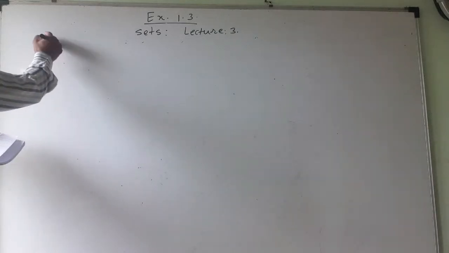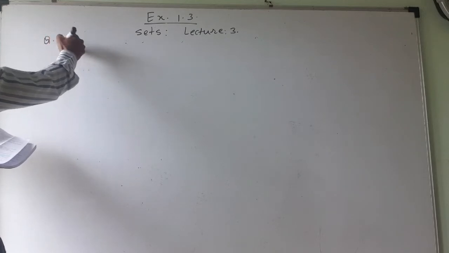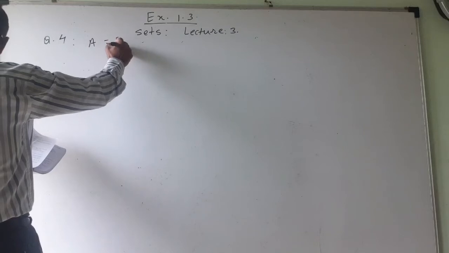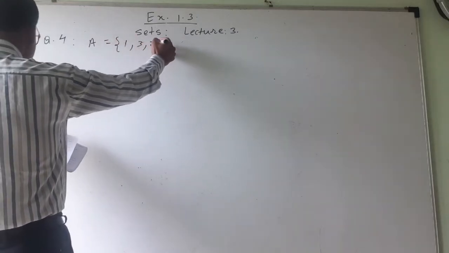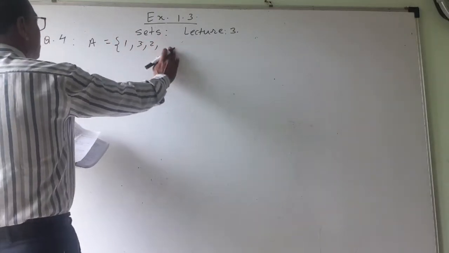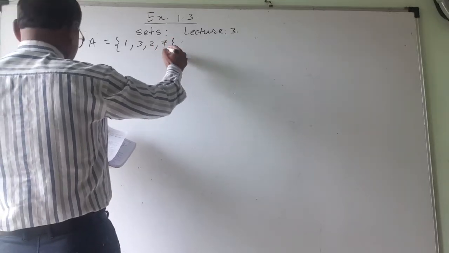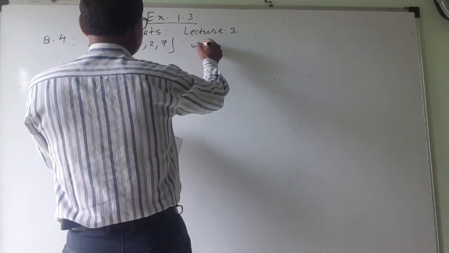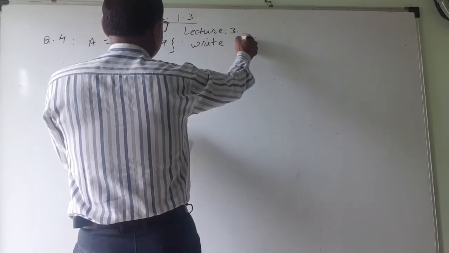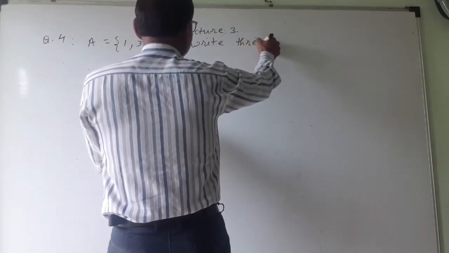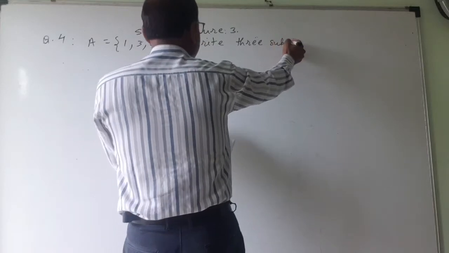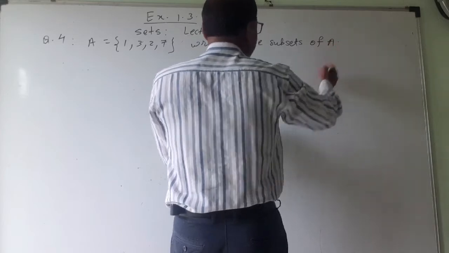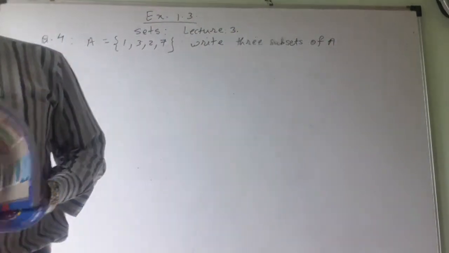Question number 4, just for the information I am telling you, A is equal to {1, 3, 2, 7}. Write 3 subsets of A. Subsets means the parts which belong to it.